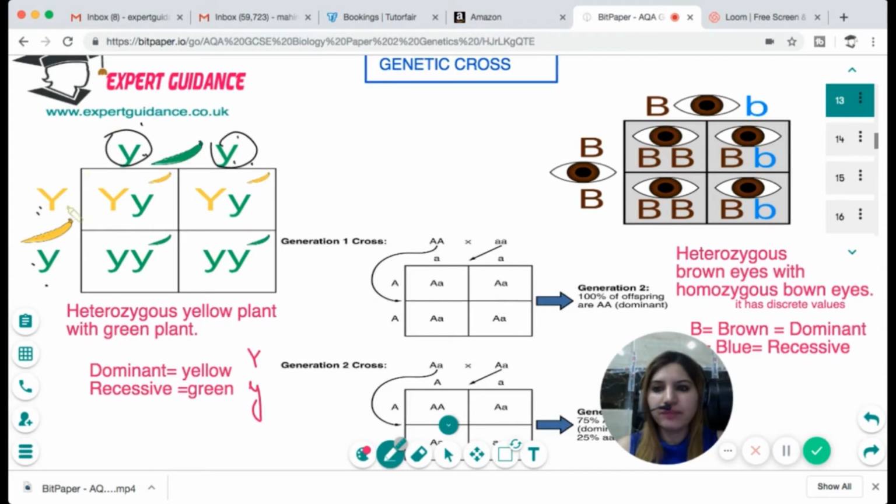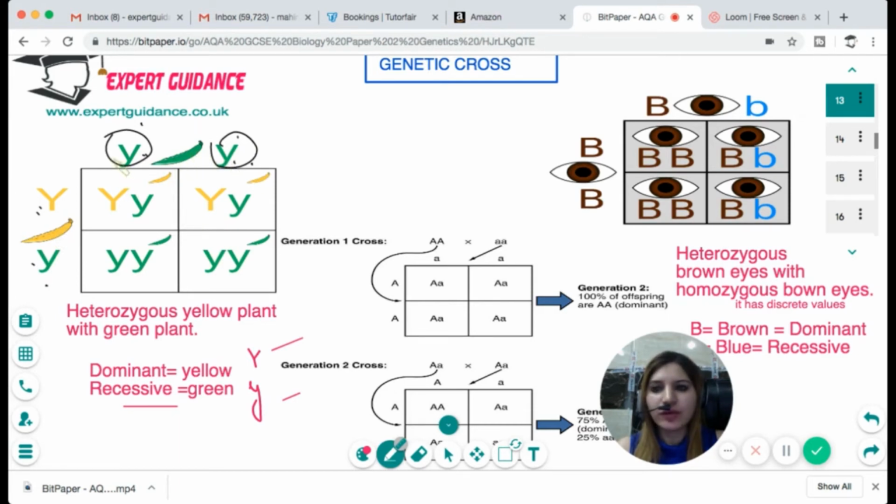Using these genetic terms, for example, we are crossing a heterozygous yellow plant with a green plant. Yellow is dominant, which is capital Y, and green is recessive, which is small y. So a parent would be capital Y, small y, which will be yellow in color, and small y, which will be green in color.